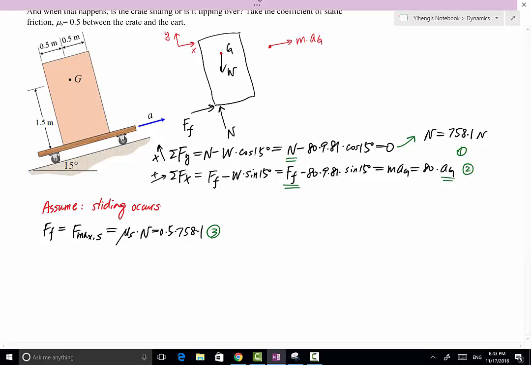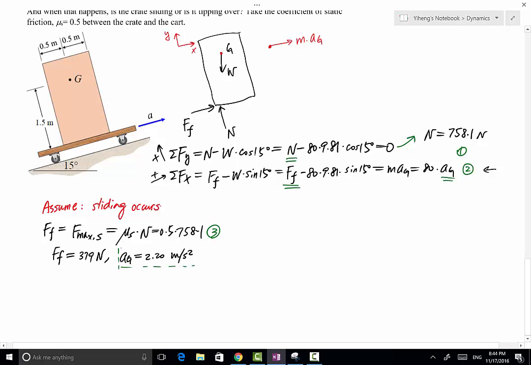So from here, we can solve for frictional force to be 379 Newton. It's actually not important because it's the Ag that we need. Ag can then be solved from this second equation by substituting frictional force into it. Then Ag equals, in this case, 2.20 meter per second squared. This is not the final answer. This is the acceleration needed for sliding to occur.